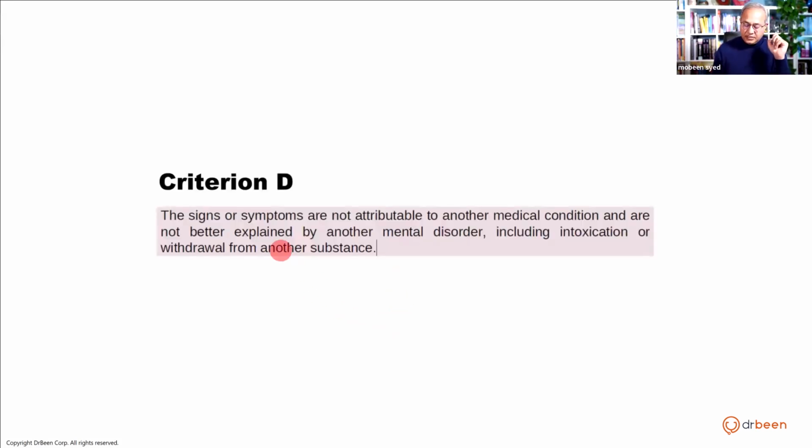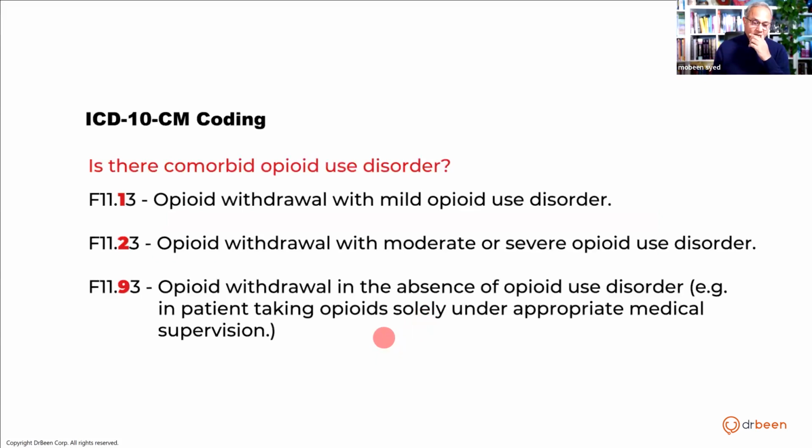Criterion D. The signs or symptoms are not attributable to another medical condition and are not better explained by another mental disorder, including intoxication or withdrawal from another substance. So meaning you are making sure that something else is not able to stand behind these signs and symptoms with better power than the opioids. So these are the four criteria.